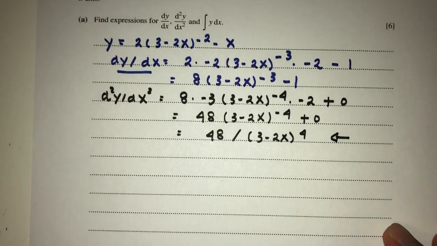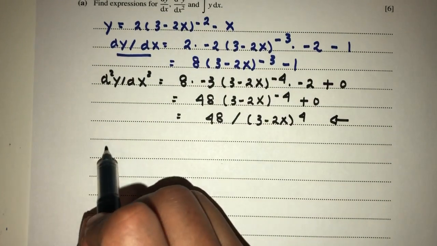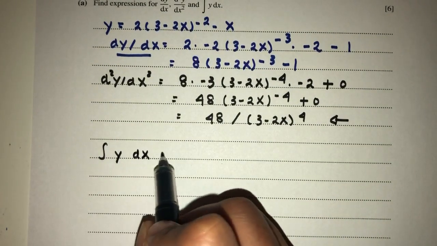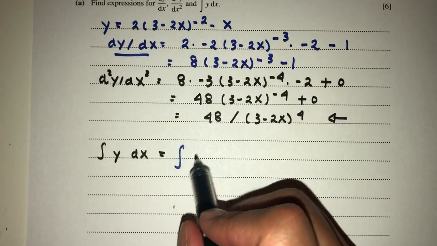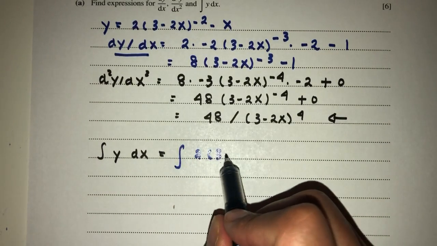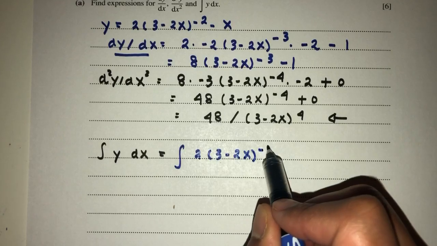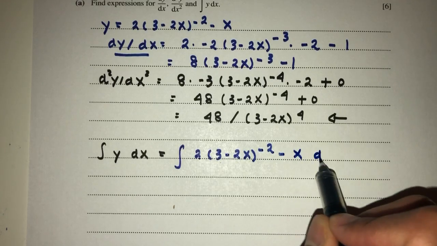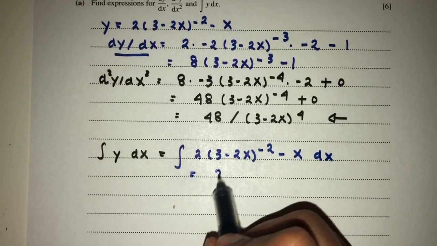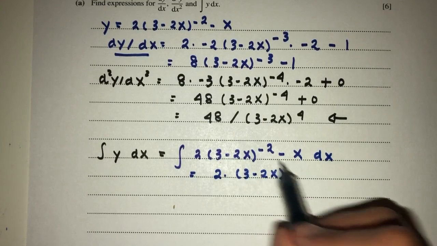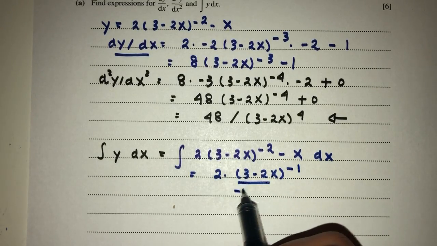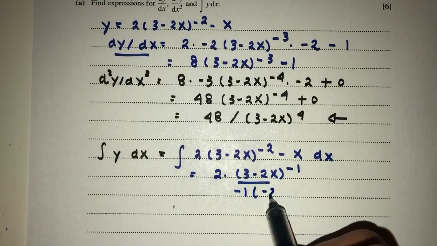Now next one, we have to find the integration of y. So integrate y by dx. Replace the values, y is given to you as 2 times (3 minus 2x) to the power minus 2, minus x, dx. That will be 2, then we have (3 minus 2x), increase the power by 1, it becomes minus 1, divide by the new power, and divide by minus 2.